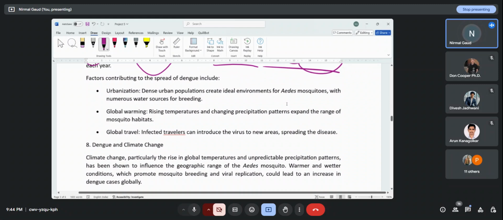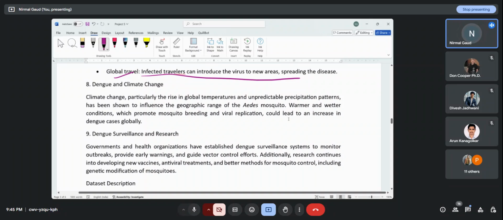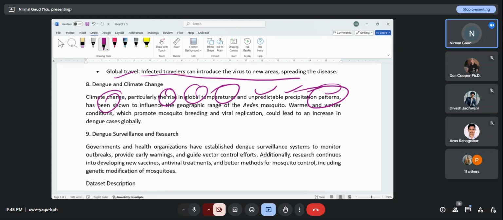Okay, with rapid urbanization, there will be Aedes mosquitoes because of the water sources. With global warming and global travel, the virus will also travel. So climate change, particularly the rise in global temperature and unpredictable precipitation patterns, may be a reason for Aedes mosquito growth.